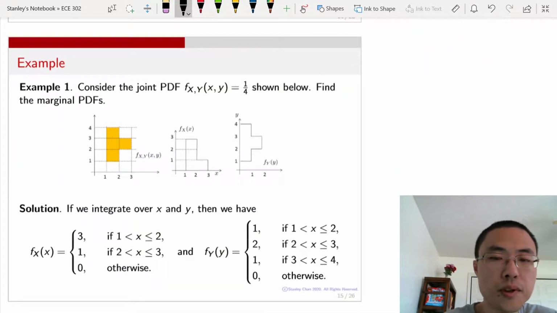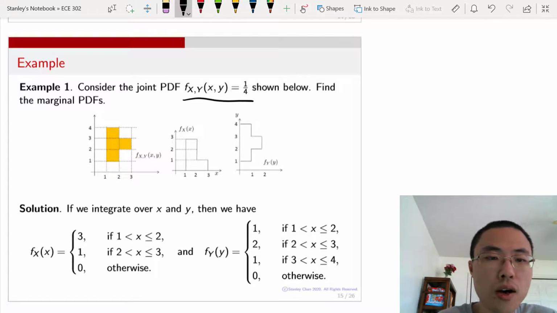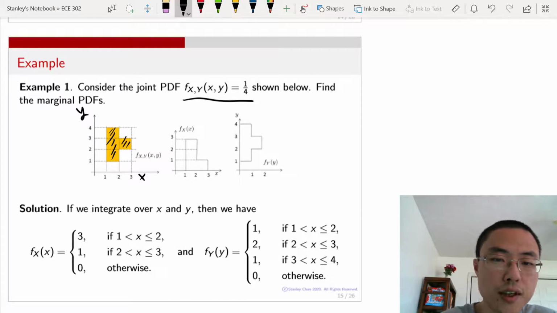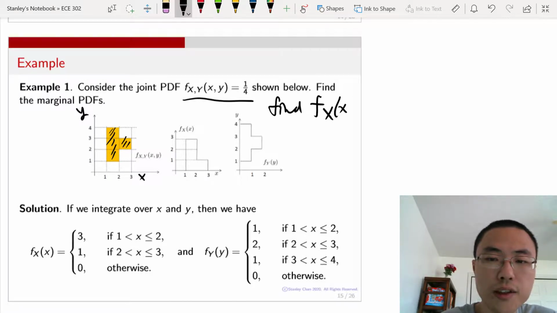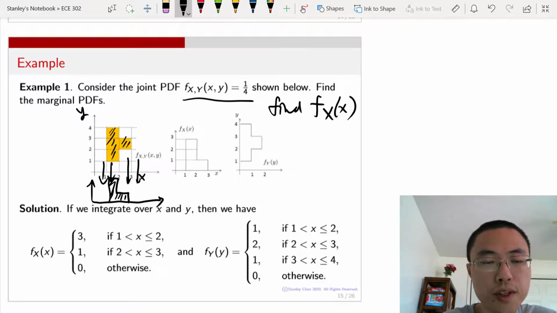And here's a very simple example. Let's say you have this joint PDF, which is a uniform distribution in this area, and you ask, can you find me the marginal PDF of this joint PDF? Here is your x, this is your y, and this is the orange area. How can I find fx of x? You just need to integrate this vertically. That will give you an L shape, because you have 3 coming from these three yellow squares, and then you have 1 coming from here. So that will give you this fx.